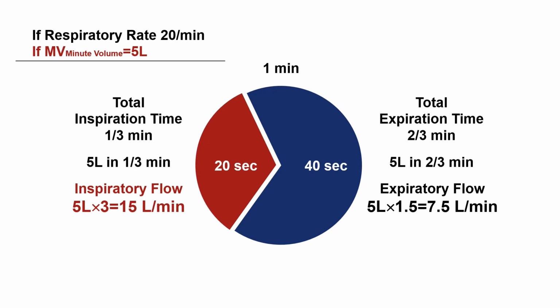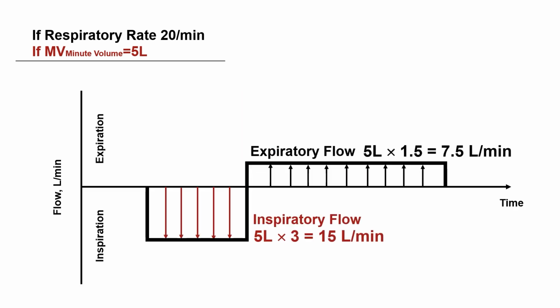On the other hand, to expire 5 liters within 2/3 of a minute, a flow rate of 7.5 liters per minute must be maintained. This rate is achieved by multiplying 5 liters by 1.5, the reciprocal of 2/3. And this flow rate is sustained over the 40 seconds of expiration time. In other words, as shown in this figure, the flow during inspiration and expiration must be maintained equally.